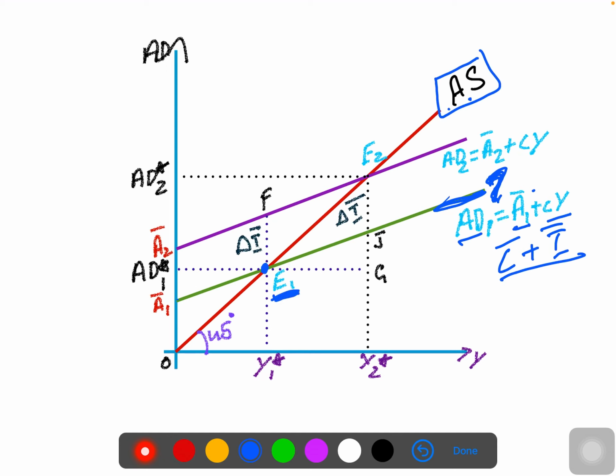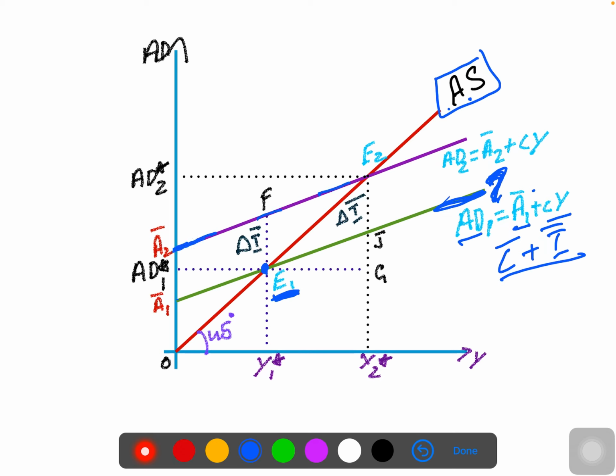Now just imagine the investment got increased. As I told you just 2-3 minutes before, the investment is going to increase now. In that case, can you see the purple line? We got that when investment increased.